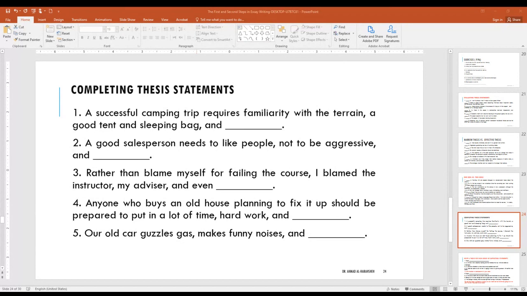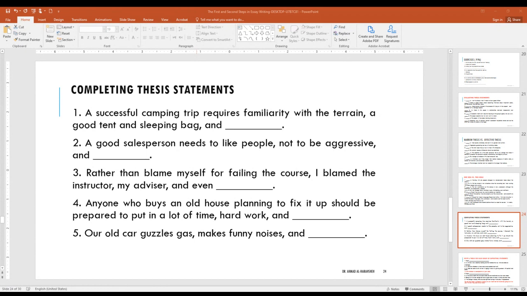Without a good company, it's very difficult, or it's impossible, for example, to go for camping, or to have a successful camping. Yes, safety measures, some good company.